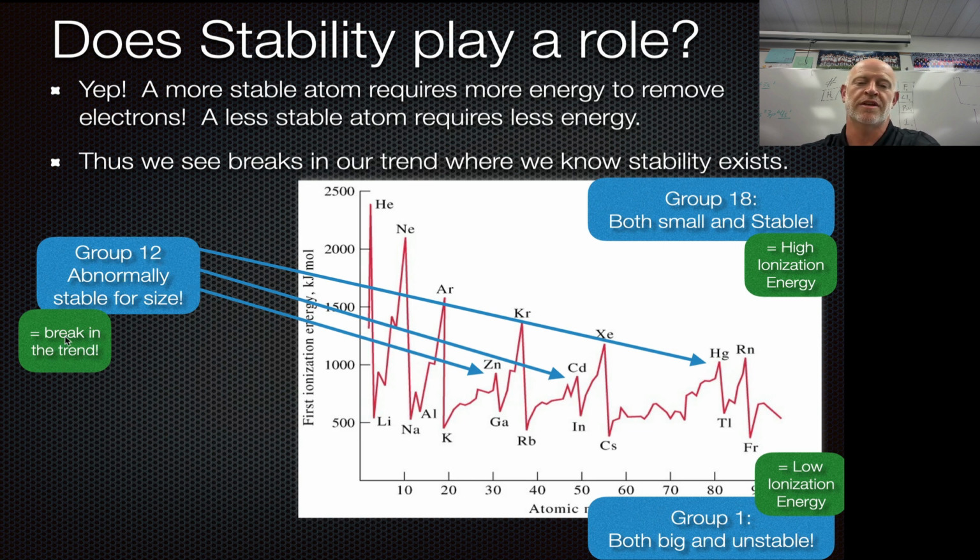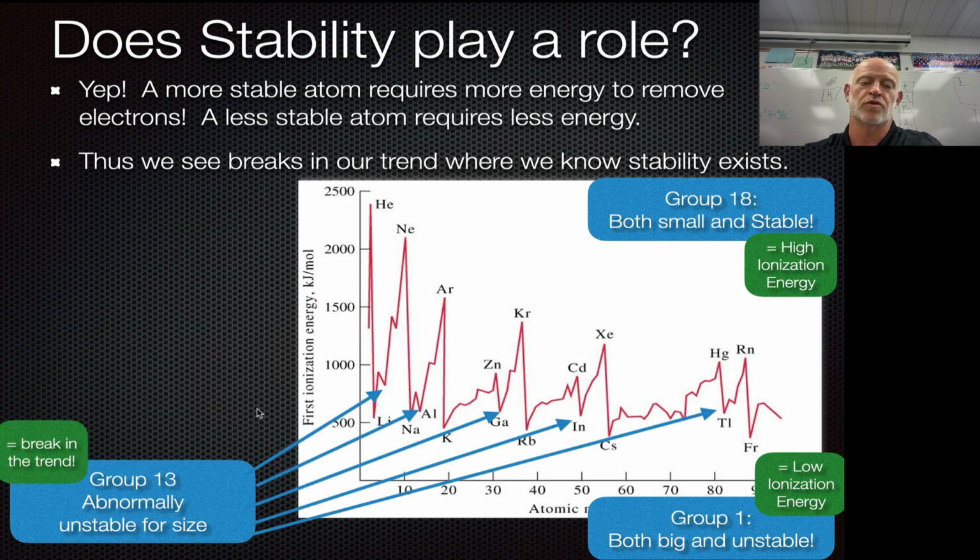Okay, that breaks our trend where we see this kind of spike, where they actually get a much higher ionization energy. Now, the exact opposite is true if we take a look at group 13. Group 13 is things like boron, aluminum, gallium, indium, thallium. They're all elements that have one electron in a p-shaped orbital. So they are more unstable than the things around them because of that single electron in that p orbital. So as a result, they're abnormally unstable. That also breaks our trend, so we see them drop down.